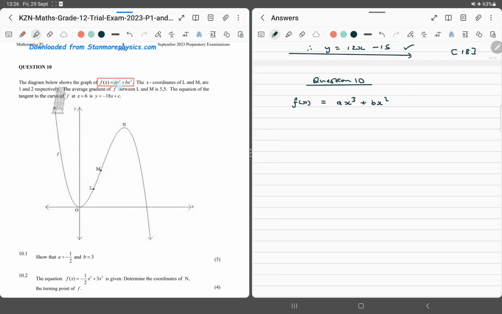If you look at the a value, looking at this shape, we can already tell that our a value here is less than 0, right? Because if that is the case, we expect a graph that looks like this. And that is exactly what we've got here. So remember these things. They are very important. Now the x coordinates of L and M are 1 and 2 respectively. So this suggests that this point right here is exactly at 1, and that point over there is exactly at 2. So that is fine. We can see that.